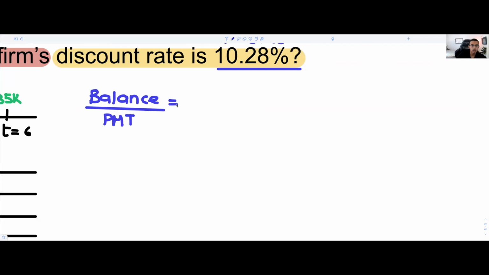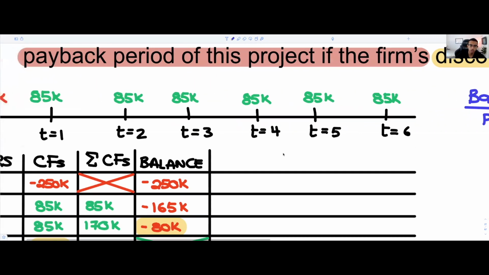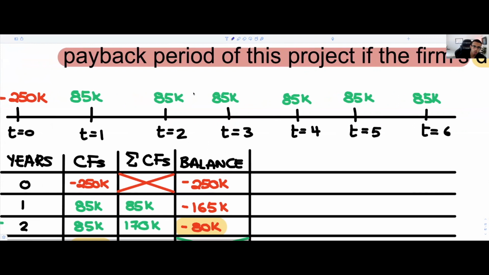And that's going to give you 80K divided by 85K. That should give you 0.94. Cool. So that's how much time of the period between year 2 and year 3 that it took you to be able to recoup your money.